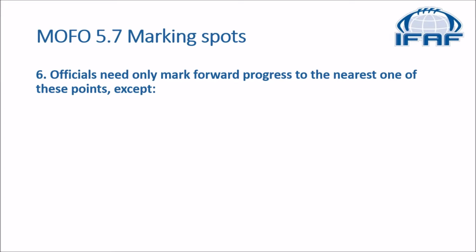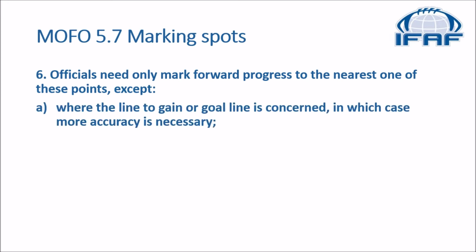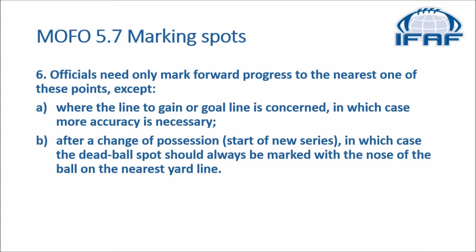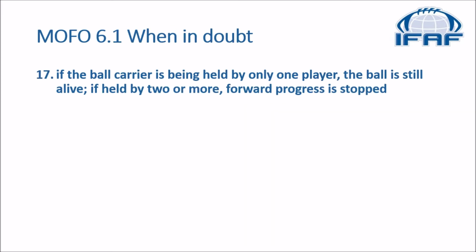Note that in this system, the ball is never positioned spanning a line. And finally, officials need only mark forward progress to the nearest one of these points, except A, when the line to gain or goal line is concerned, in which case more accuracy is necessary, and B, after change of possession, a start of a new series, in which case the dead ball spot should always be marked with the nose of the ball on the nearest yard mark. And the when in doubt principles number 17 says, if the ball carrier is being held by only one player, the ball is still alive. If held by 2 or more, forward progress is stopped.